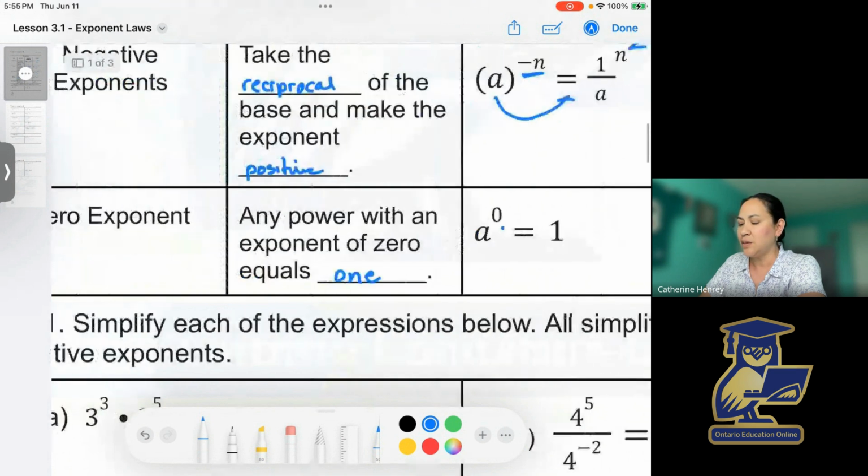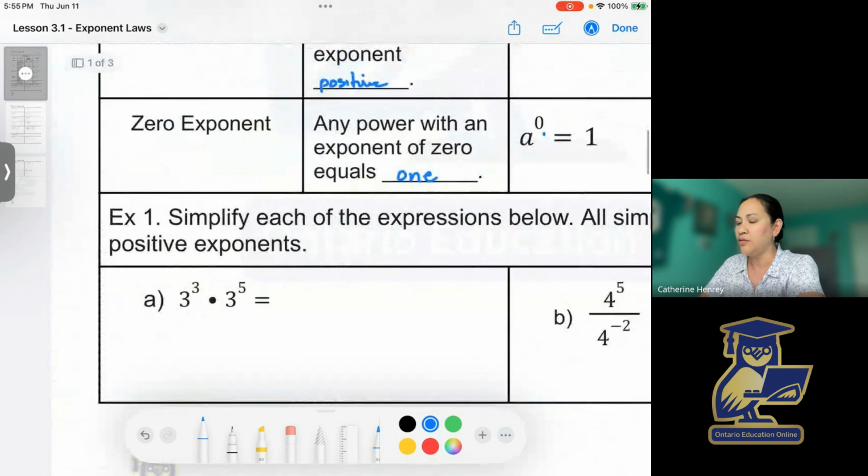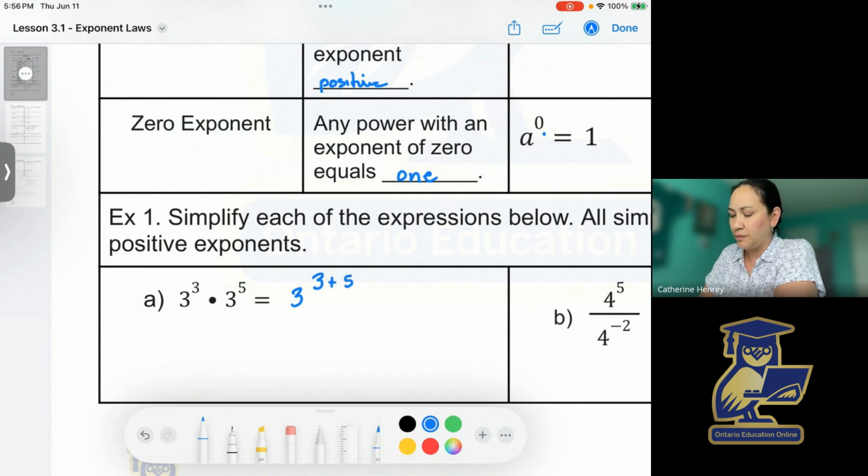So let's take a look at some examples. When we simplify expressions, we want to make sure that all of our exponents are positive. Our simplified answers should all be positive exponents. So if I have 3 to the power of 3 times 3 to the power of 5, again, we have the same base. I'm going to keep the base the same. And the multiplication law says I have to add these exponents, so 3 plus 5. This simplifies to 3 to the power of 8.